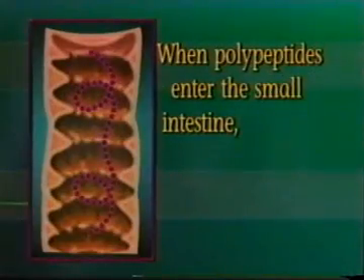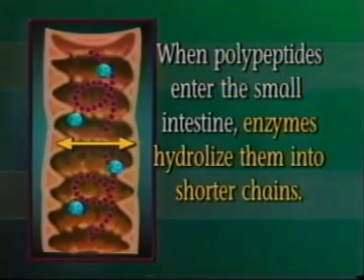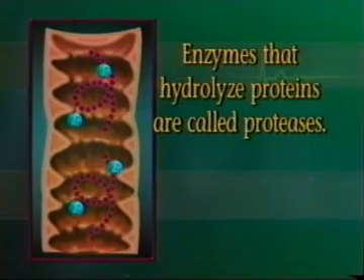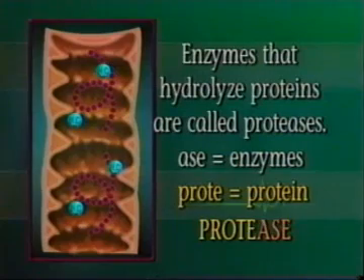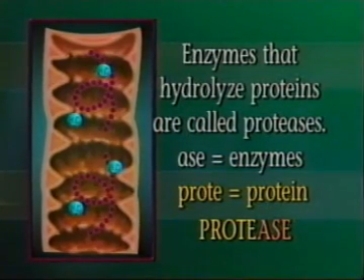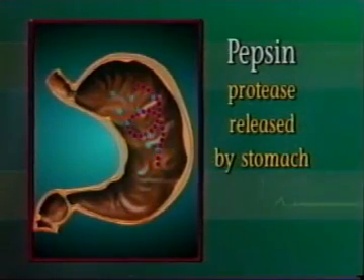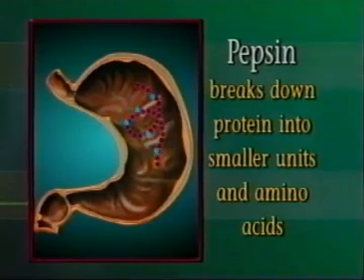When polypeptides, which are 10 or more amino acids bonded together, enter the small intestine, enzymes hydrolyze them into shorter peptide chains. Enzymes that hydrolyze protein are called proteases. Ase means enzyme. So just take the beginning of protein, prot, and add ase to get protease. A good example of a protease is pepsin, which is released by the stomach and begins to break down the protein into smaller units and amino acids.